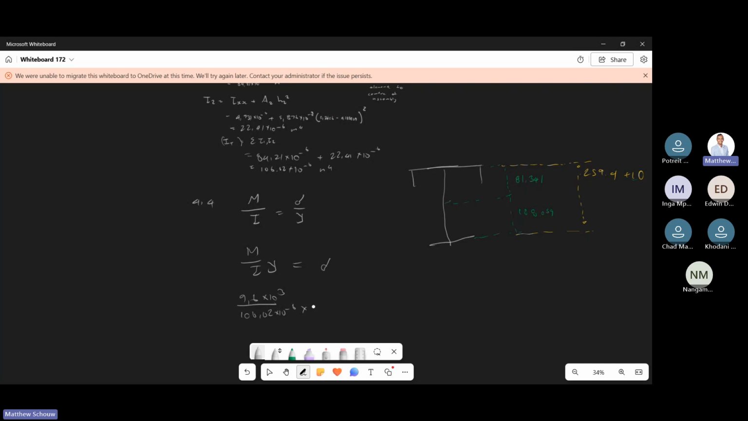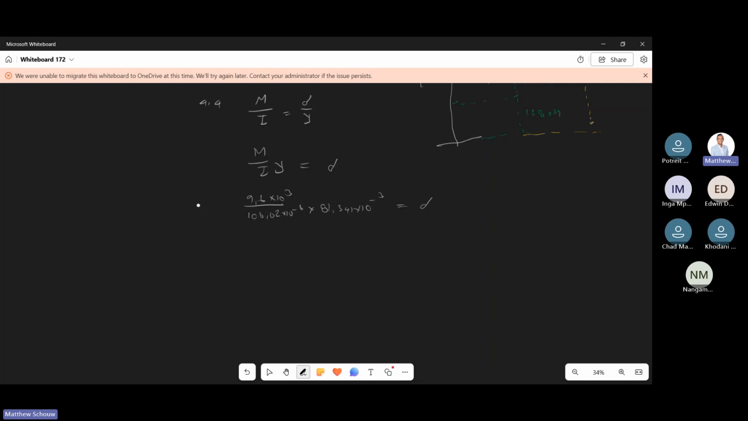The first distance is going to be 81.341 times 10 to the negative 3, in meters. We're going to see what our maximum and minimum stress is. The next value is still 9.6 times 10 to the power 3 divided by 106.62 times 10 to the negative 6, times that 188 now.